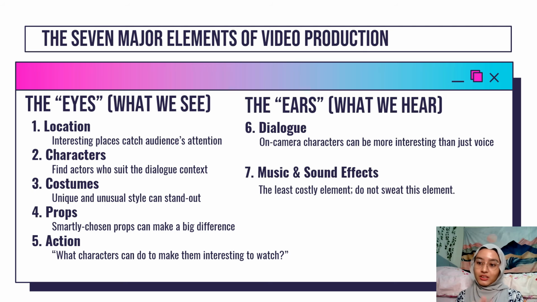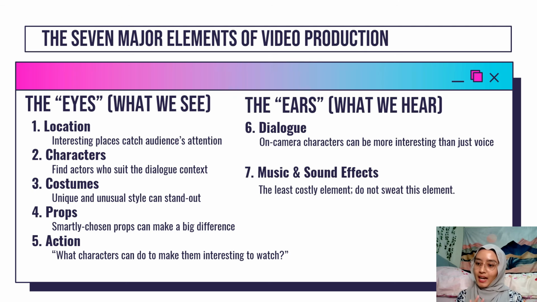Well, number 3, costumes. To make your video stand out, you have to make sure what the characters wear. You make sure that they are something unusual or a unique style. Okay, number 4 is props. Props don't necessarily have to be huge. You just have to be creative enough to use interesting items which can illustrate the dialogue. So this way it can make a huge difference to your video.